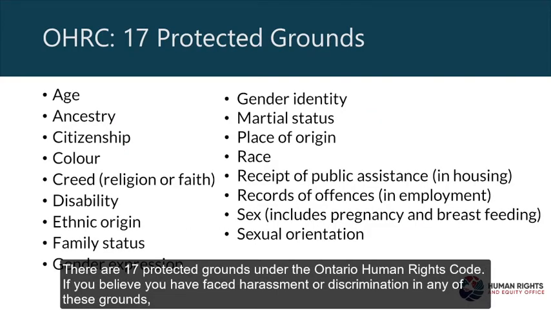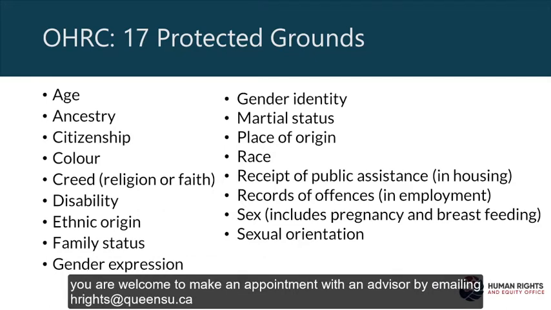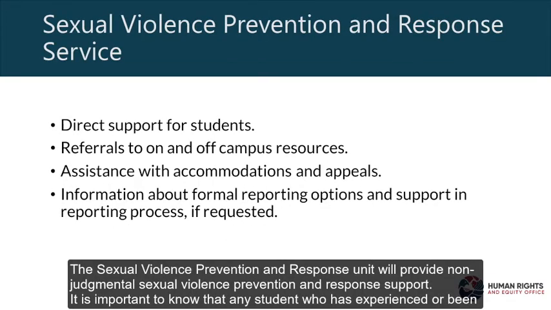There are 17 protected grounds under the Ontario Human Rights Code. If you believe you have faced discrimination or harassment in any of these grounds, you are welcome to make an appointment with an advisor by emailing hrights@queensu.ca.